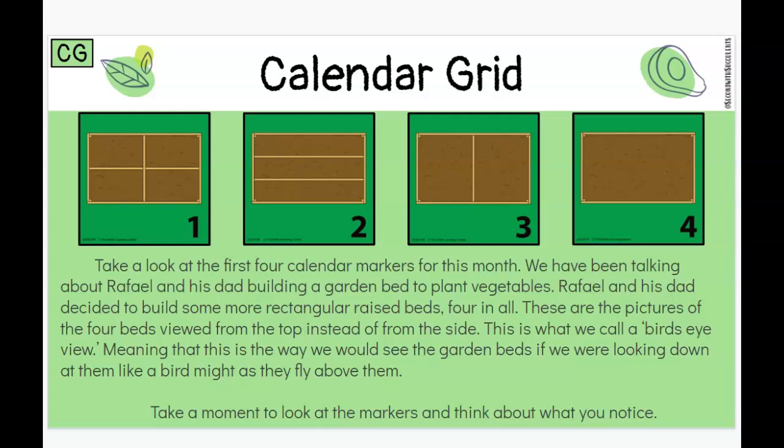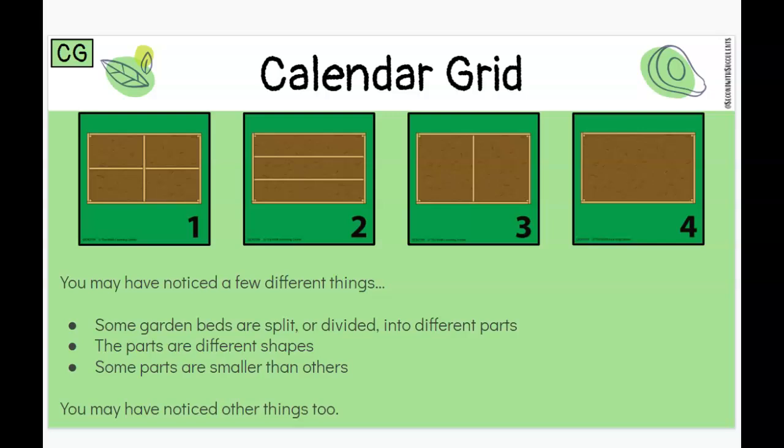Take a moment to look at the markers and think about what you notice. Now you may have noticed a few different things. Some of the beds on the markers are split or divided into different parts. We can see that in marker 1, marker 2, and marker 3. Marker 4 looks like it's one whole garden bed. You may also have noticed that the parts are different shapes. You may also have noticed that some of the parts are smaller than the other parts. There are other things you could have noticed as well.